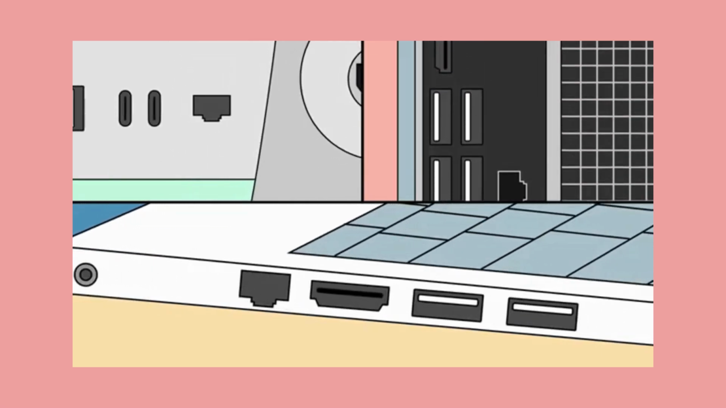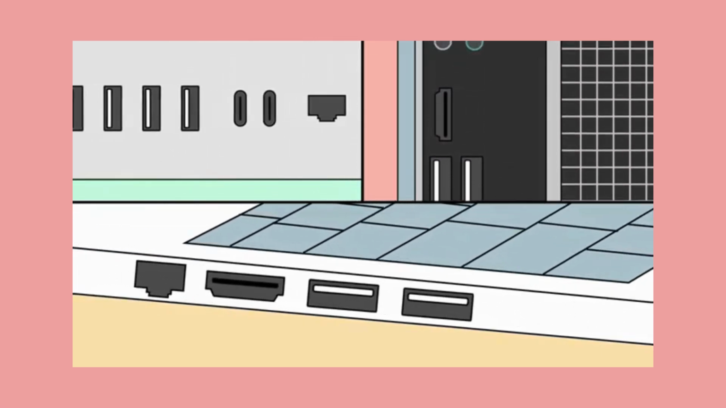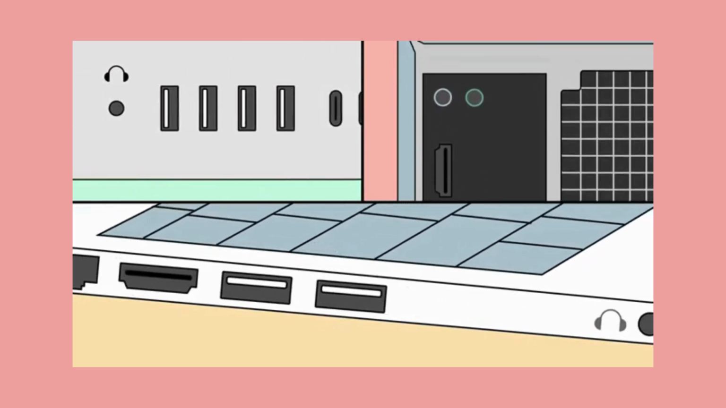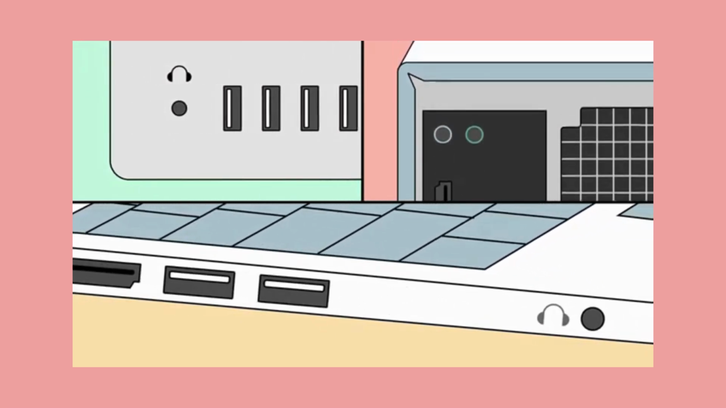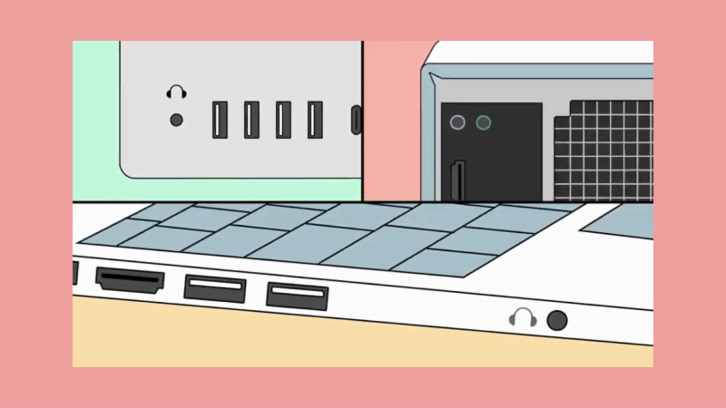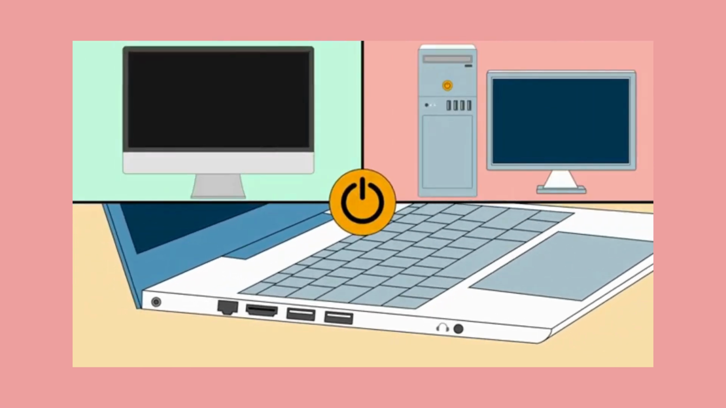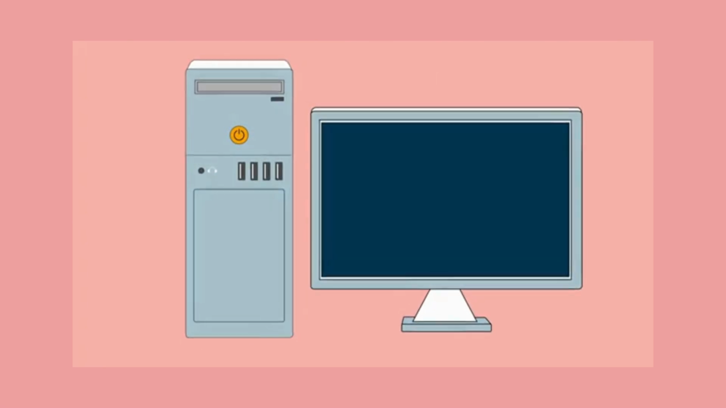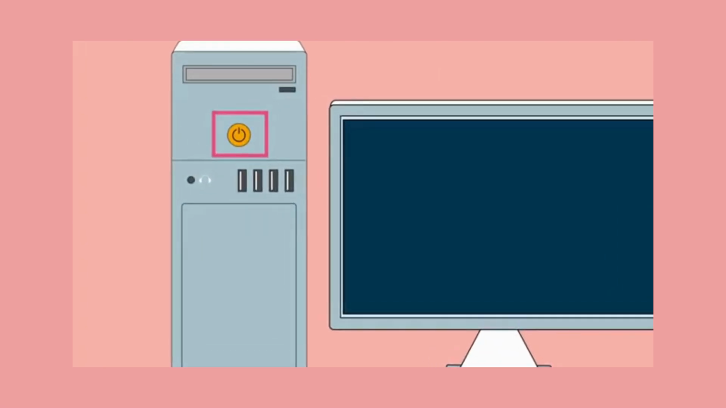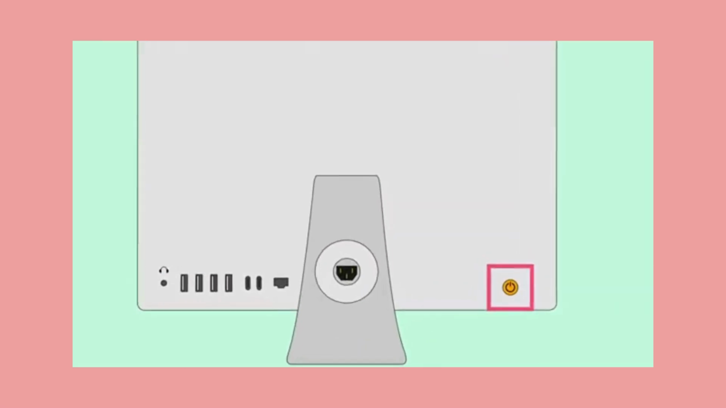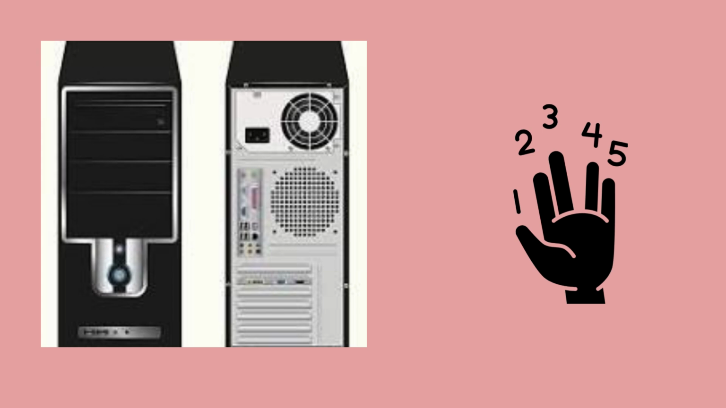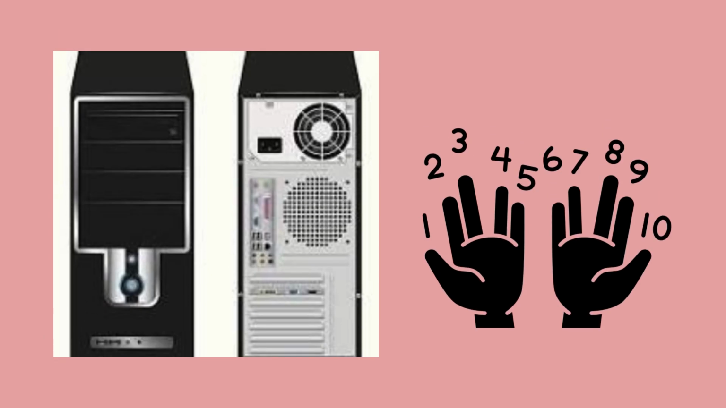Take a look at the front and back of your computer case and count the number of buttons, ports, and slots you see. Now, look at your monitor and count any you find there. You probably counted at least 10 and maybe a lot more.